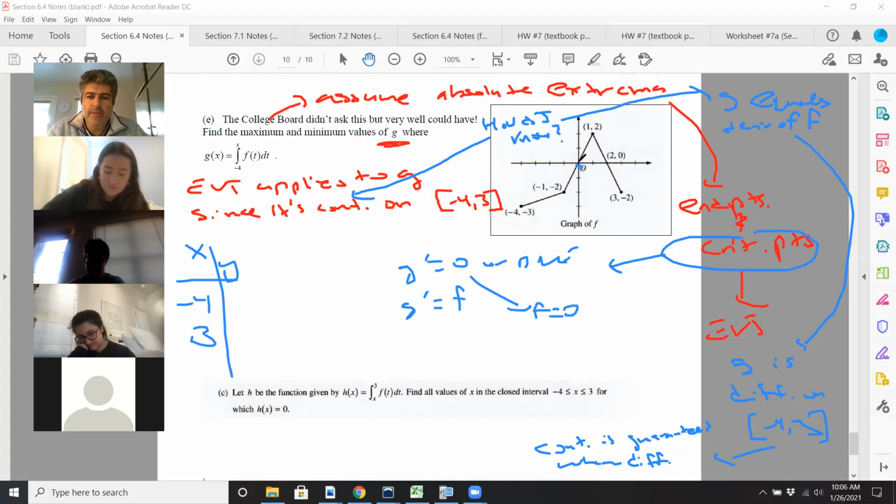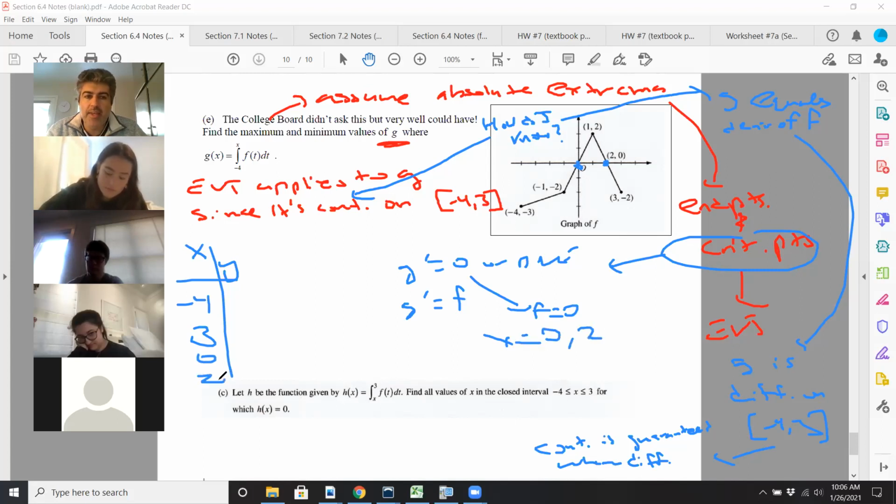F equals 0 right here and right there. And F, of course, exists everywhere. Another reason why G is continuous, because G prime is going to be differentiable everywhere. So you get 0 and 2 as your critical points. F equals 0 at 0 and 2.